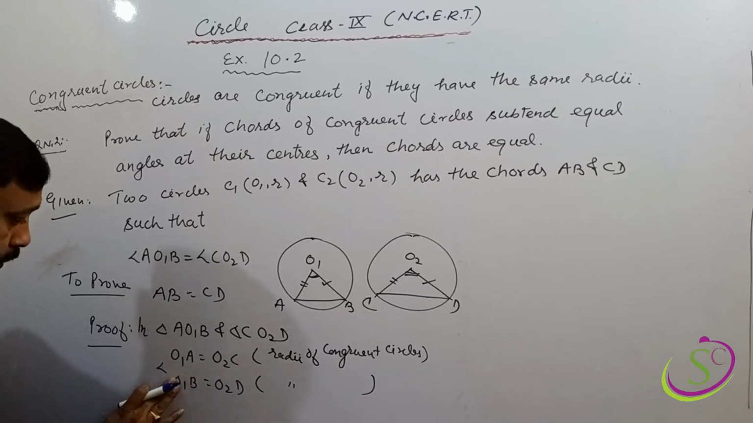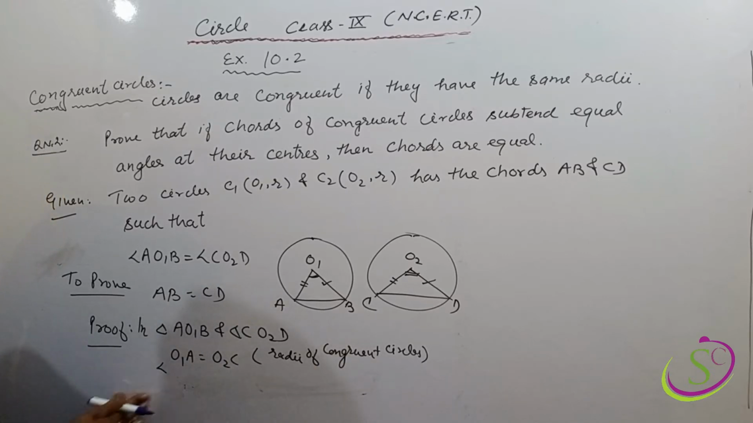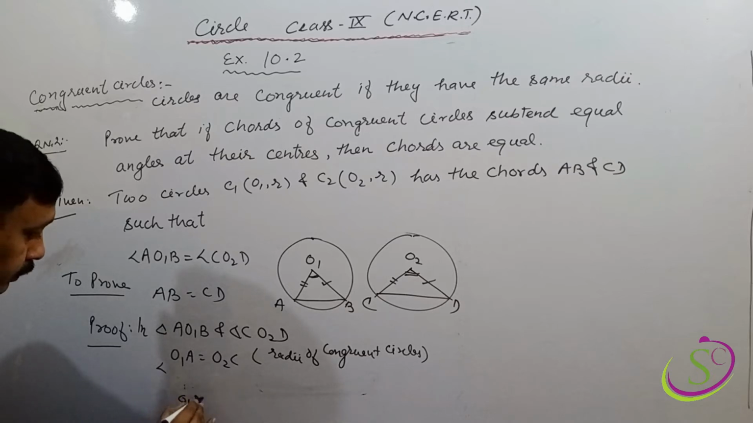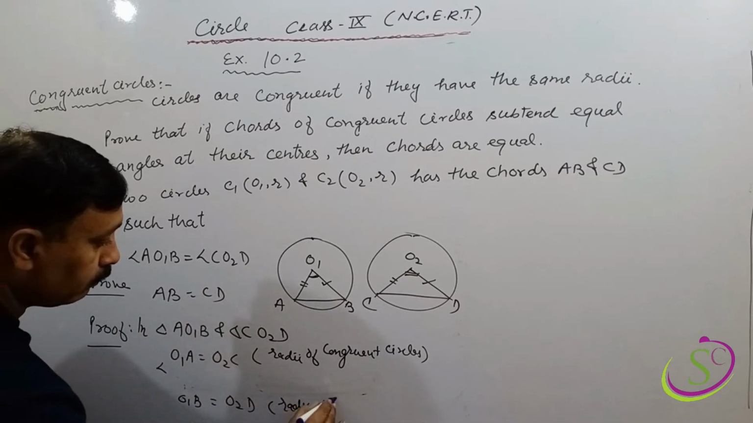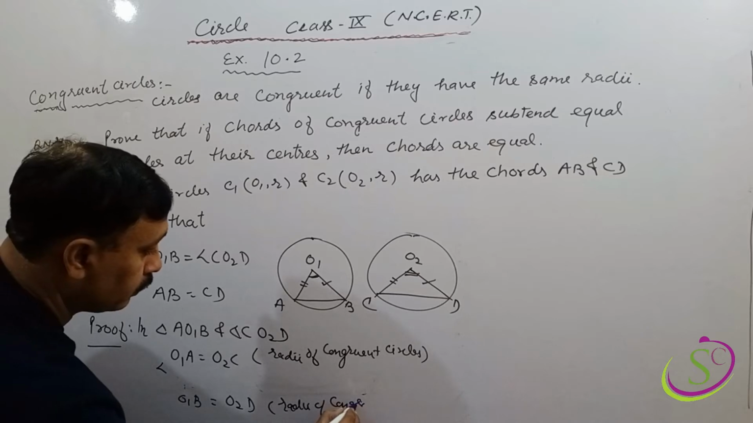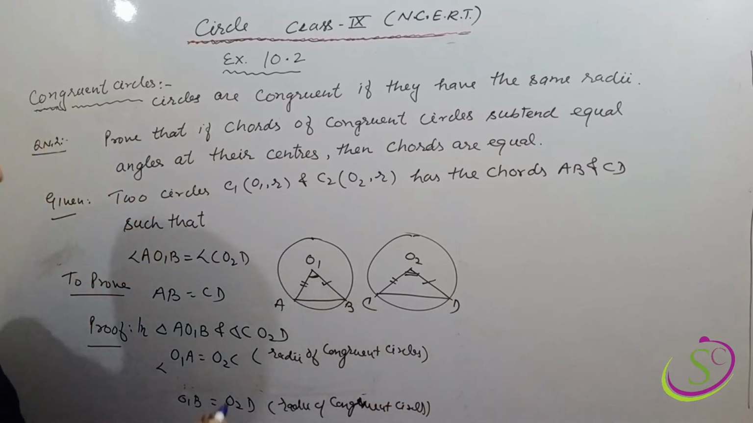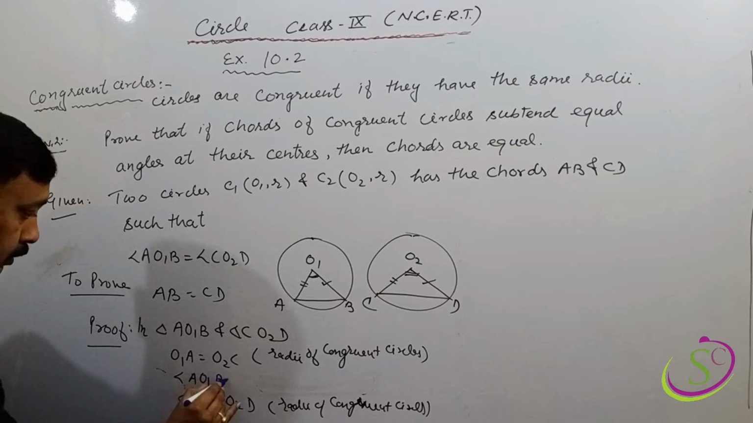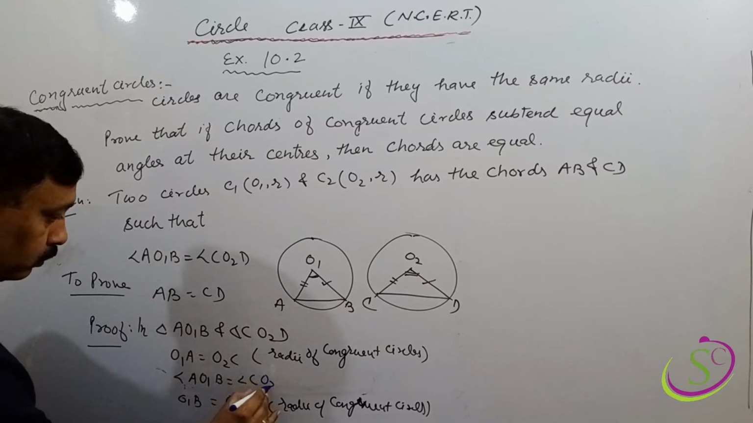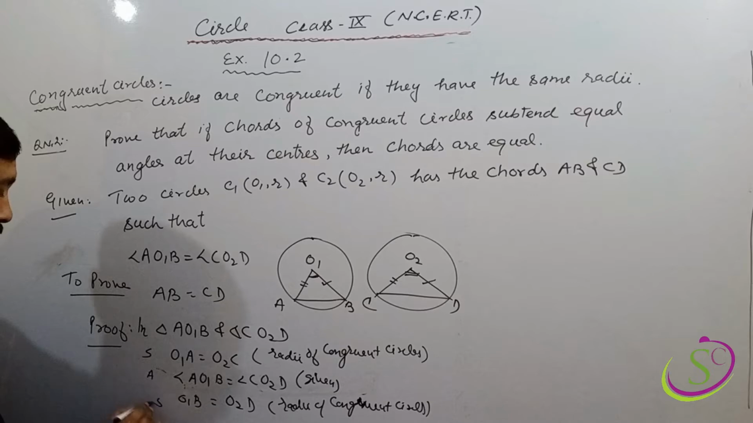But here the angle, I will write this below, it will make some symmetry. O1B equal O2D, radii of congruent circles. Clear? But the angle between these two sides, angle AO1B equal to angle CO2D, that is given. Side angle side.